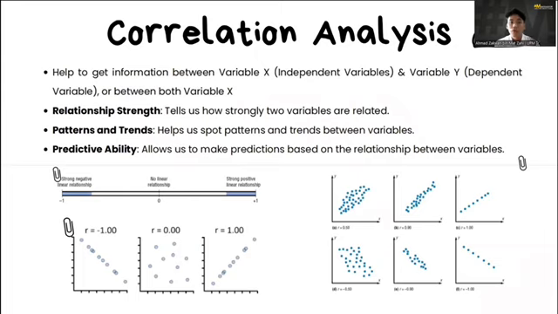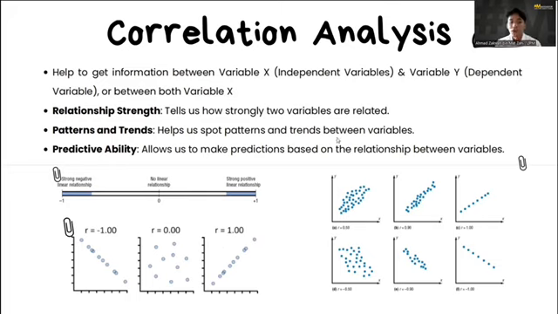It tells us how strongly two variables are related, and it shows us a pattern and trend, and it helps us spot patterns and trends between those variables. And it has predictive ability. It allows us to make predictions based on the relationship between variables. So if the value is near 0, it has a weak or no linear relationship. If it is near 1 or -1, it has a strong positive linear relationship or a strong negative linear relationship.